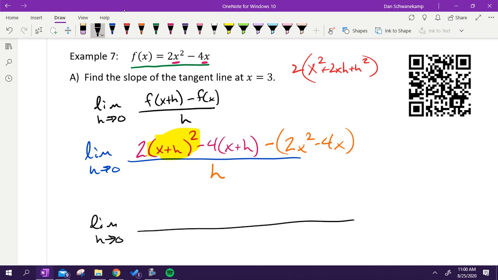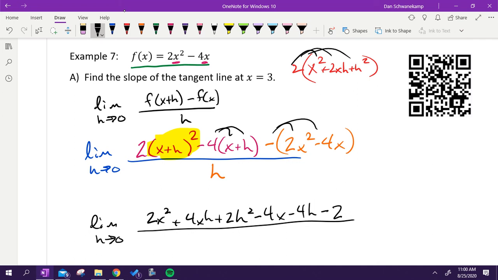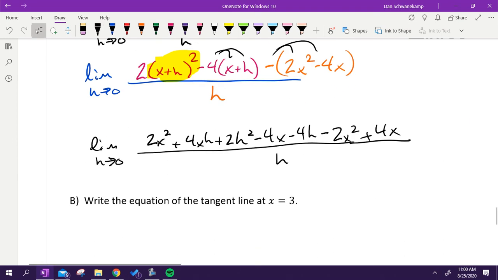But I'm going to distribute that thing in. So I'm going to get 2x squared plus 4xh plus 2h squared. Distribute here, minus 4x, minus 4h. Distribute here, minus 2x squared, plus 4x, all over h. Lulu, what can I do next?